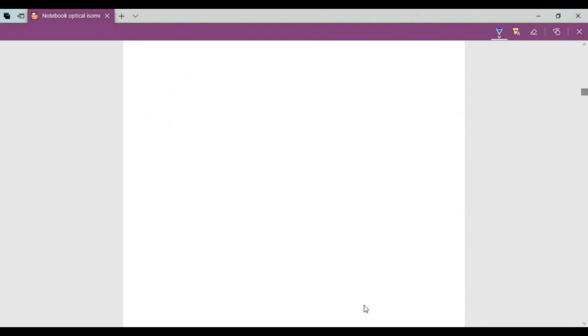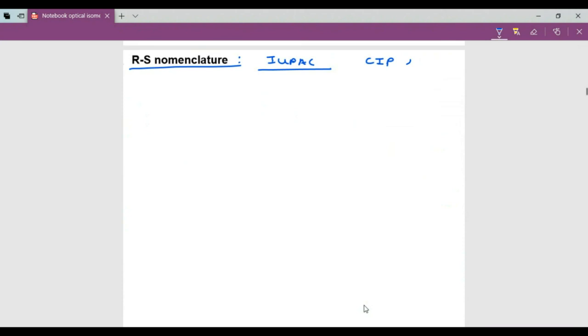Now I cannot go much into RS nomenclature because it is not in the JEE syllabus, but it makes things a little easier when you are asked to identify which of the structures are enantiomeric or diastereomeric. So just brushing over RS nomenclature: it is the IUPAC nomenclature of optical isomers. For it, we use something called the CIP rule. CIP priority rules, which are the Cahn, Ingold, and Prelog sequence rules.